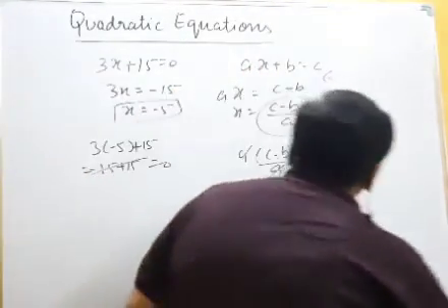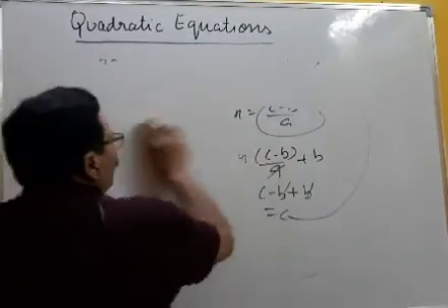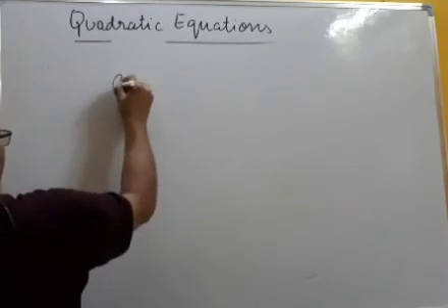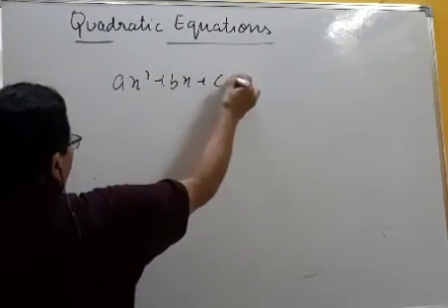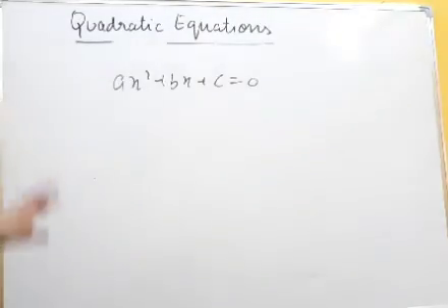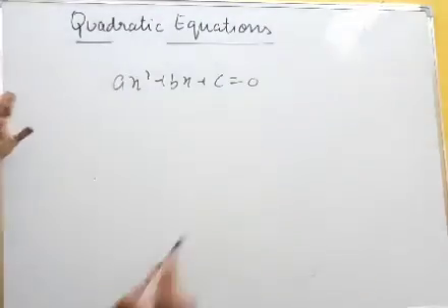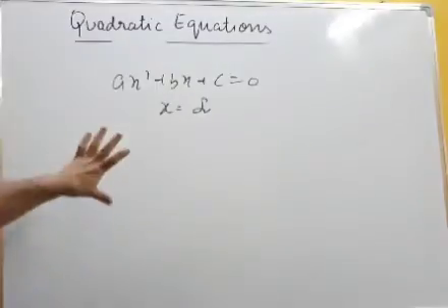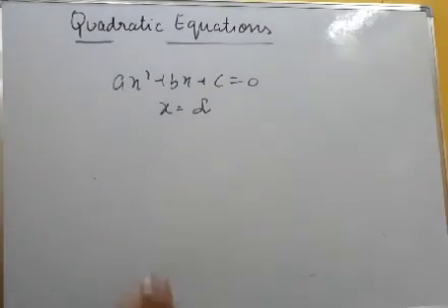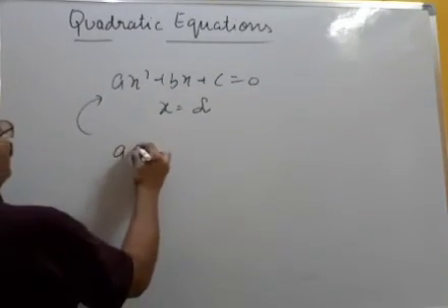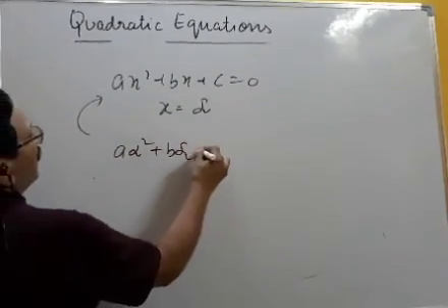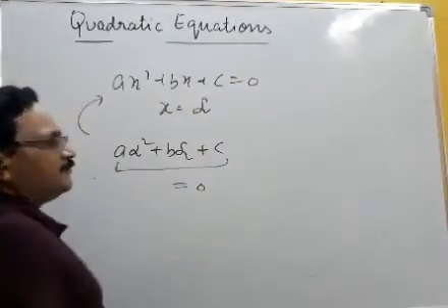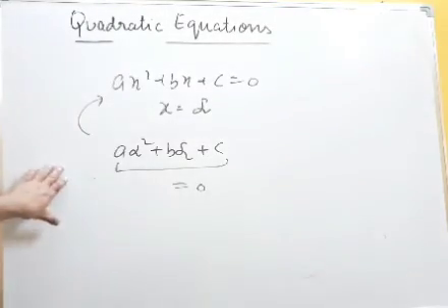Similarly, we have to find the value of x in ax square plus bx plus c equal to 0, which will satisfy the equation. Suppose x is coming alpha. So it means that whatever x is coming, if I substitute alpha there, a alpha square plus b alpha plus c, when I solve, I will get equal to 0. You got what I am saying?